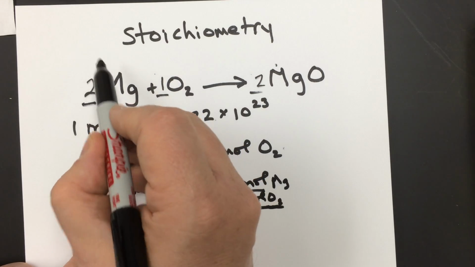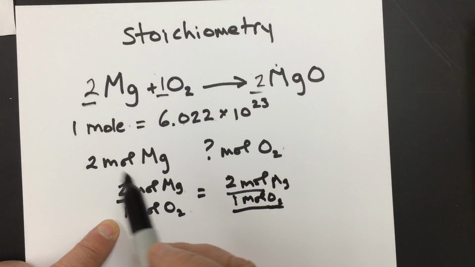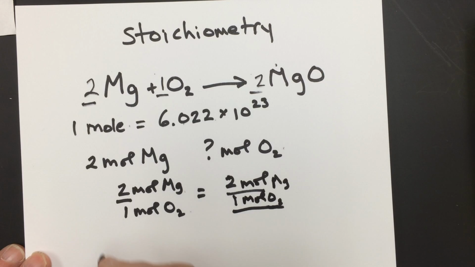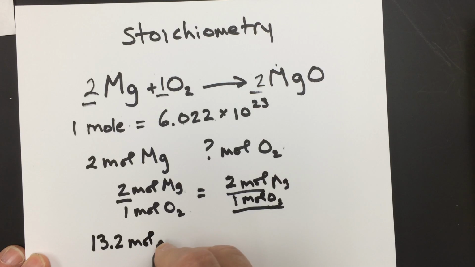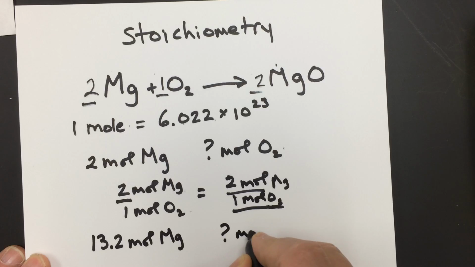So if I give you 2, I'm going to have 1. Let me give you a different amount, okay? Let's say that you have 13.2 moles of magnesium. How many moles of oxygen are you given?